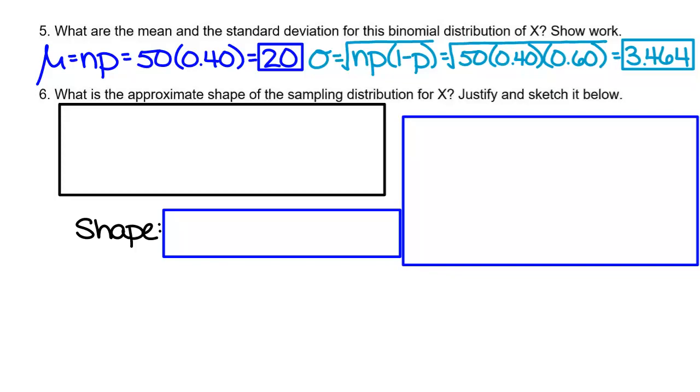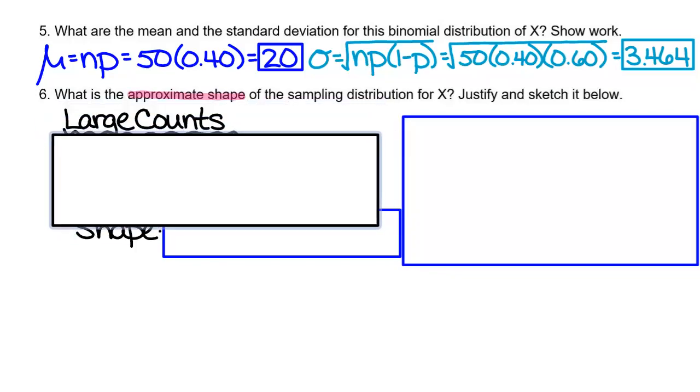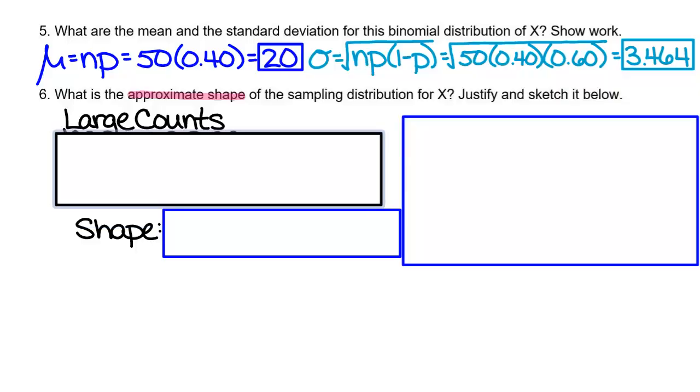To find the approximate shape, we are going to check our large counts. Do you guys remember how to check large counts? We want to make sure that our number of expected successes is at least 10, and our number of expected failures is at least 10. We have to make sure that we're big enough.